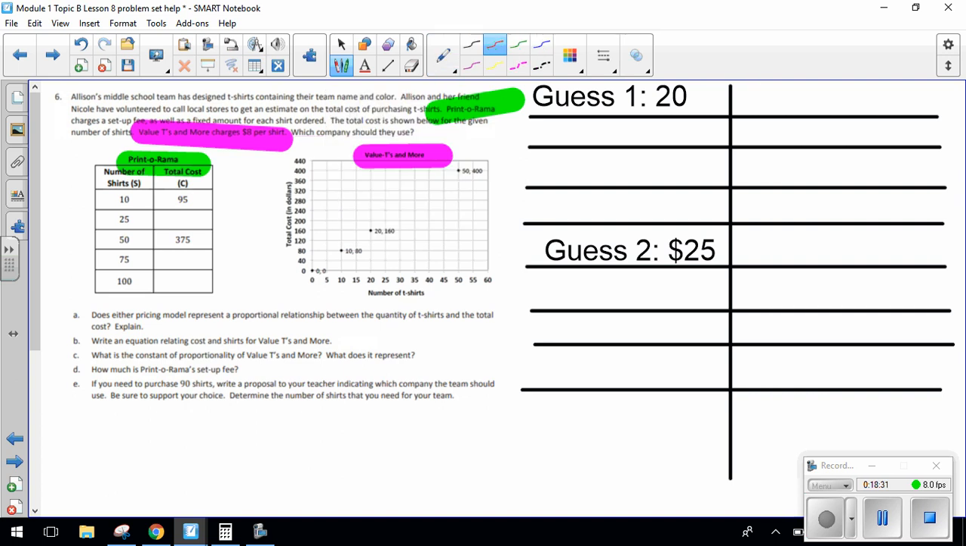So what I'd like to do is my first guess, and these are strictly guesses, it cost me $95 to buy 10 shirts. So what I'm going to do is subtract off the $20 fee that I think we might be charged, and that leaves me with $75. So I paid $75 for 10 shirts. So I'm going to take $75 and divide it by the 10 shirts. So that means each shirt costs $7.50.